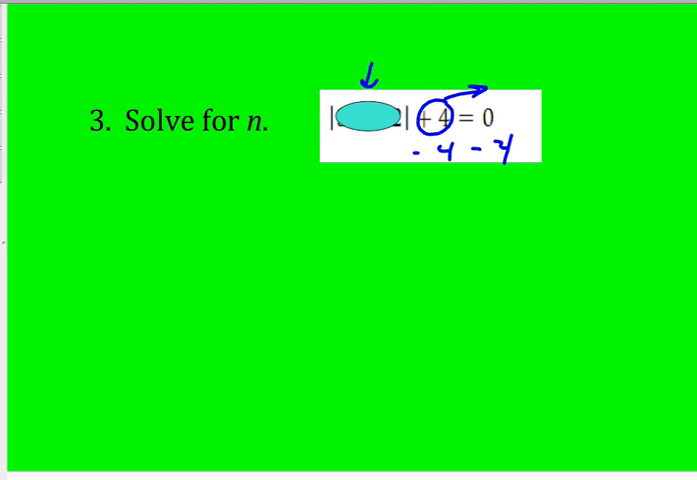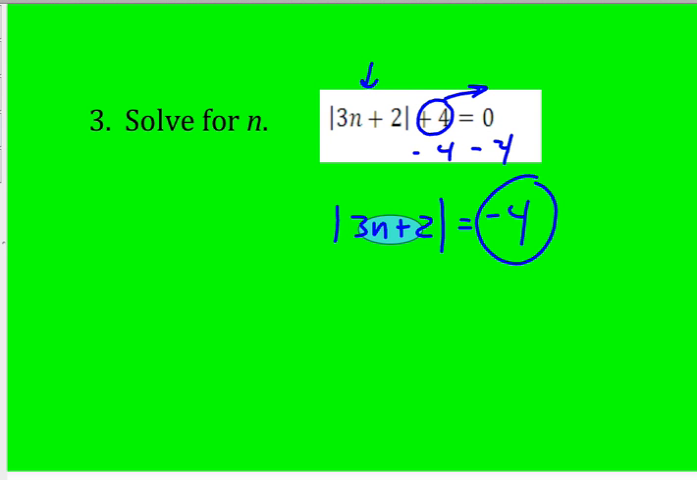And what do we got here? Absolute value of 3n plus 2 equals negative 4. So if you're covering this up, what could you plug in there and take the absolute value of it and have it equal negative 4? Nothing. This is equal to a negative number right now. So this problem, it's kind of a trick problem, is no solution.